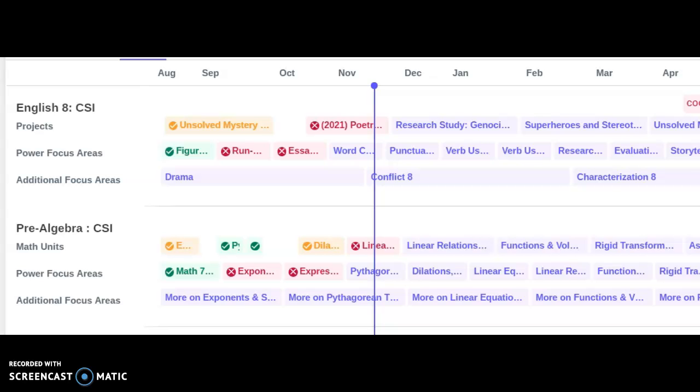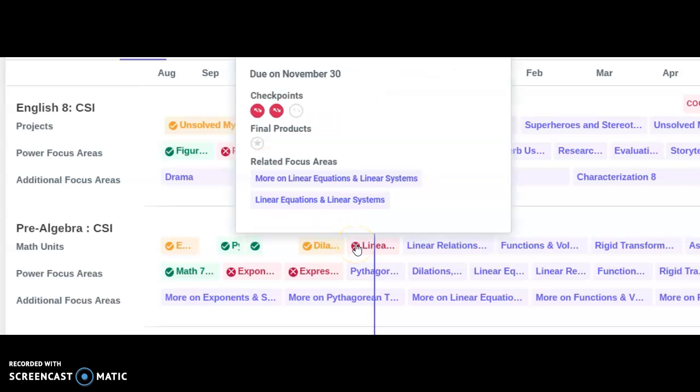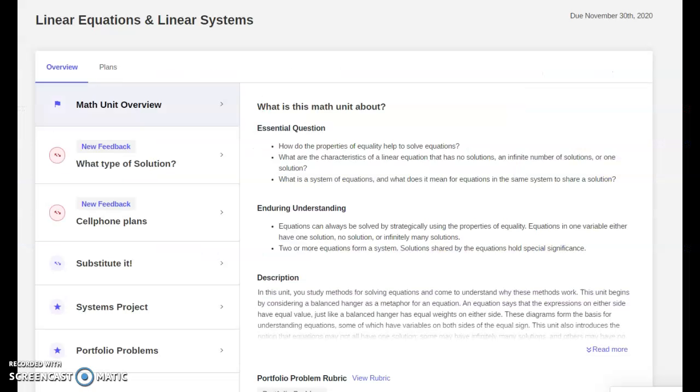Today you're going to be starting your systems project. So what you're going to want to do is go to your Summit. What you're going to do is click on linear equations and linear systems. Once you click that, it'll bring you to a page like this. Remember, this is the linear equations and linear systems math unit.